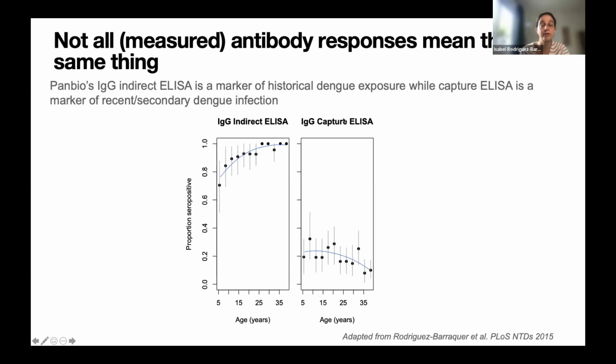In this case, the capture ELISA is a different assay, and it's been really optimized to capture high titers characteristic of secondary dengue infections. And that's why it shows such a low seroprevalence if you just interpret it naively.